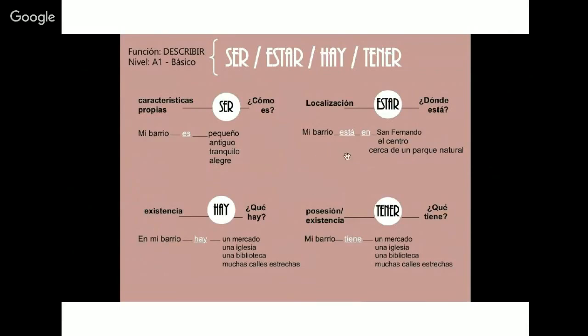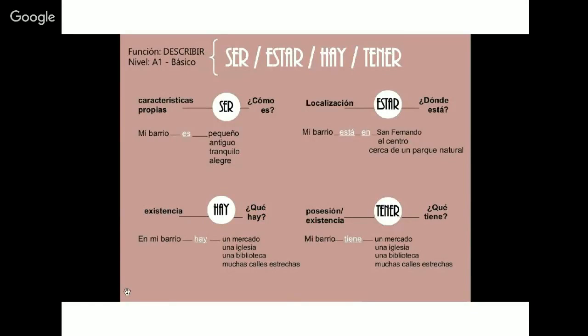Luego, estar. As we said before, it's about location. Mi barrio está en San Fernando. Mi barrio está en el centro. Mi barrio está cerca de un parque natural. So this means my neighborhood is in San Fernando, is in the center, or my neighborhood is near the natural park.